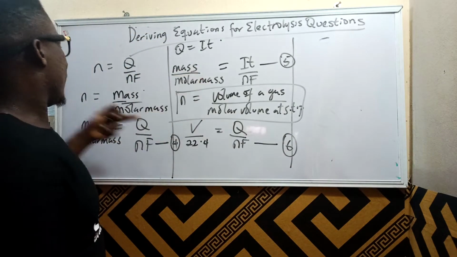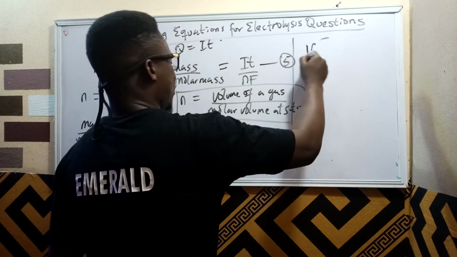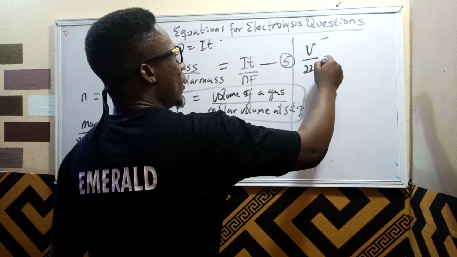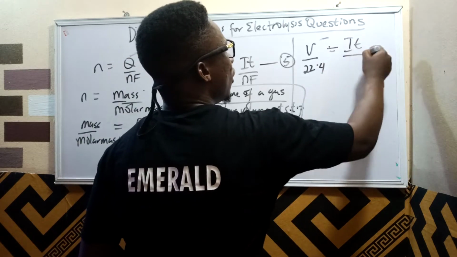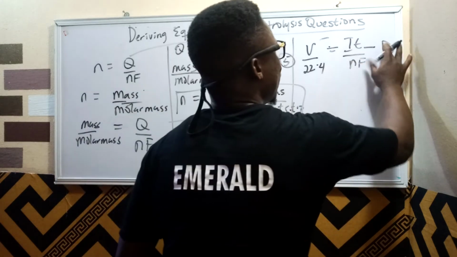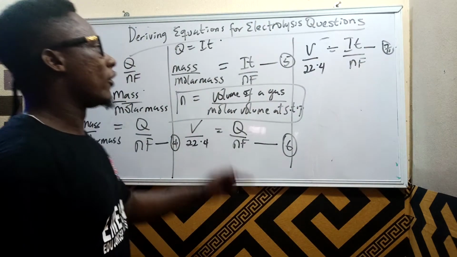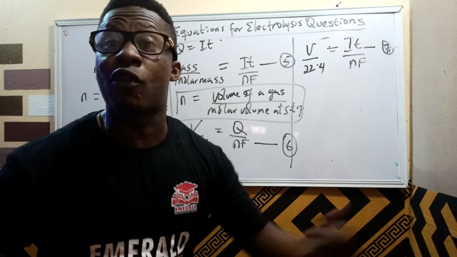Then since Q is equal to It, we can therefore say V over 22.4 is equal to It over nF. Let's call this equation 7. Again, we are just toying with the formula for number of moles.